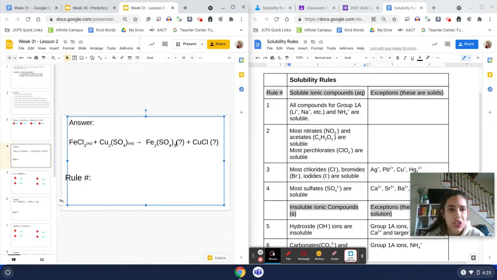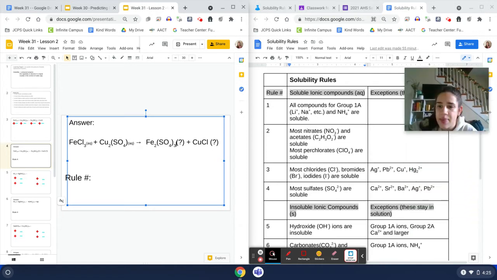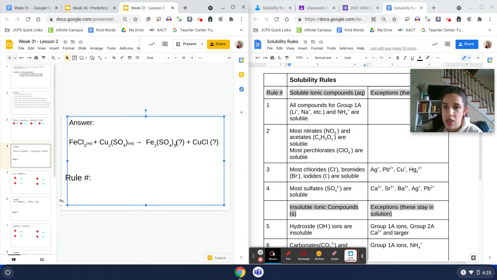So we're going to look at our solubility rules. First, we're going to start with Fe and sulfate. We're going to look down our list. We get to number 4. Rule number 4 states that all sulfates are soluble except for the ones shown here. Fe is not an exception, therefore it will be considered soluble. So its state of matter is (aq).